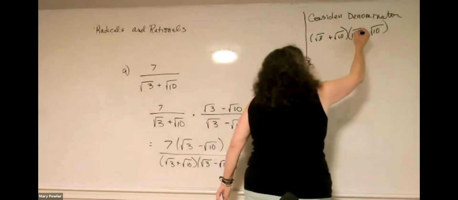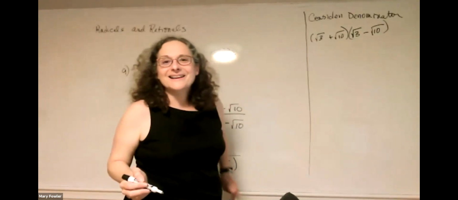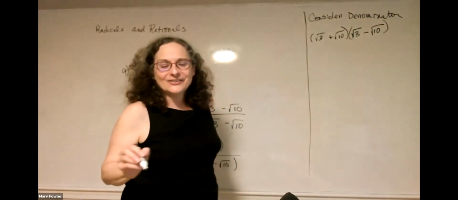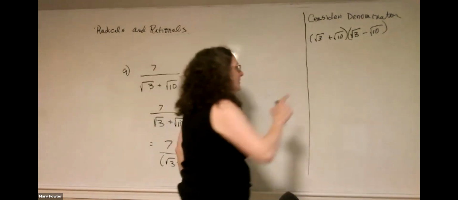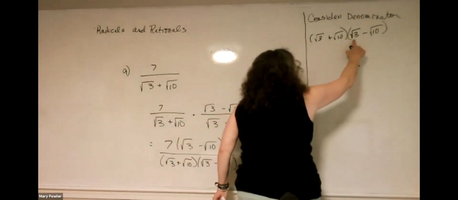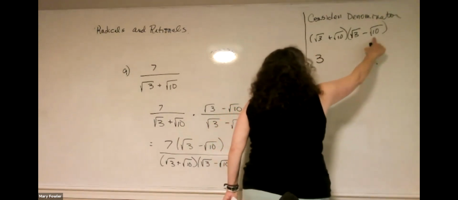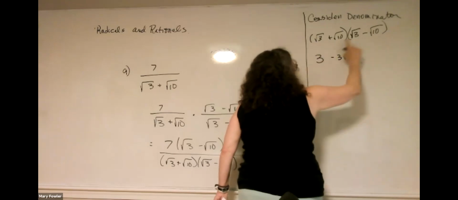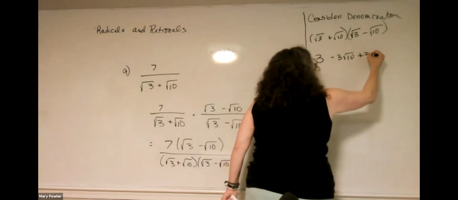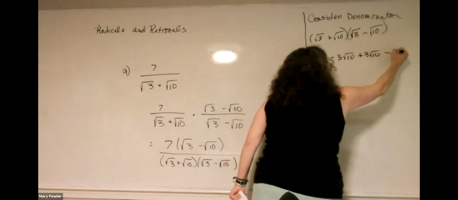Okay, so we're going to use distribution, we use the word FOIL for it. So multiplying first, square root of 3 times square root of 3 is 3, minus 3 square root of 10 from the outers. The inners, plus 3 square root of 10, and the last is going to be minus 10.